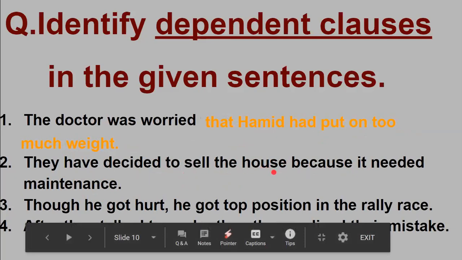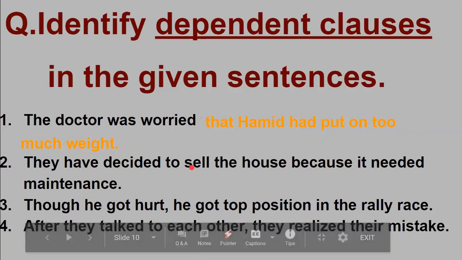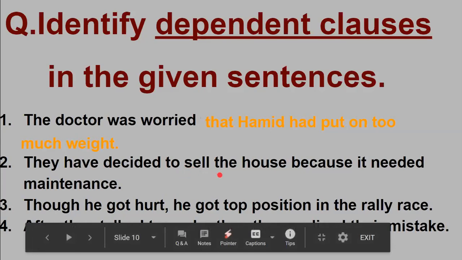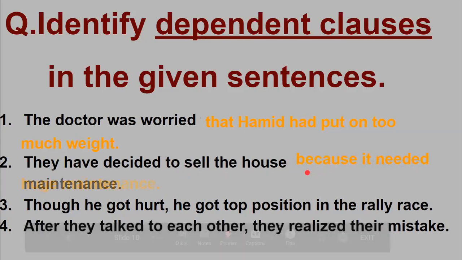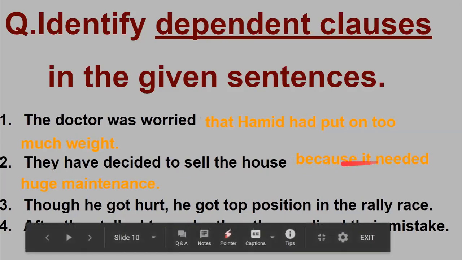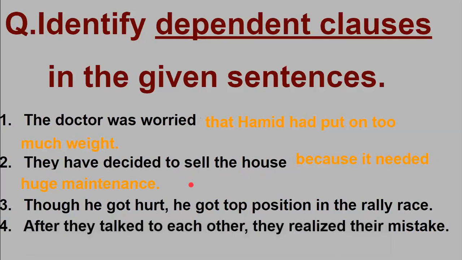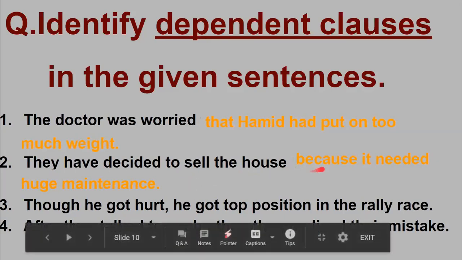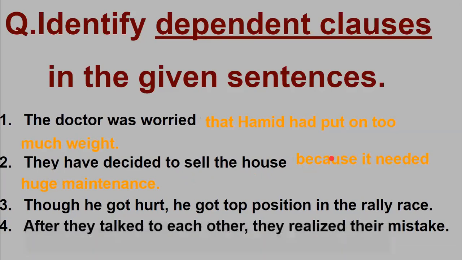Where is the dependent clause, subordinate clause or lower clause? Where is it? Very good. Excellent. Because it needed maintenance. "Because it needed maintenance" is the subordinate clause or dependent clause. Why? Because it is starting with the conjunction "because". Very good. Now you people have done very well.